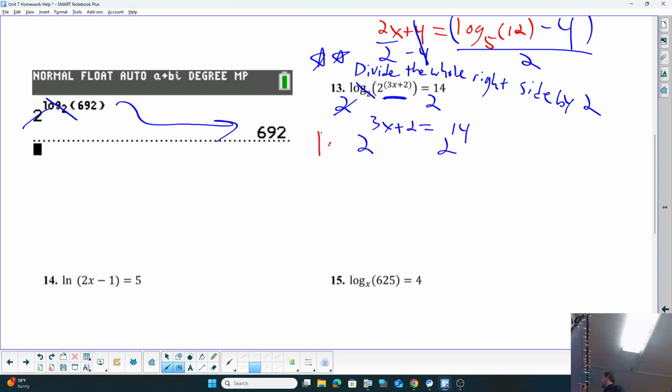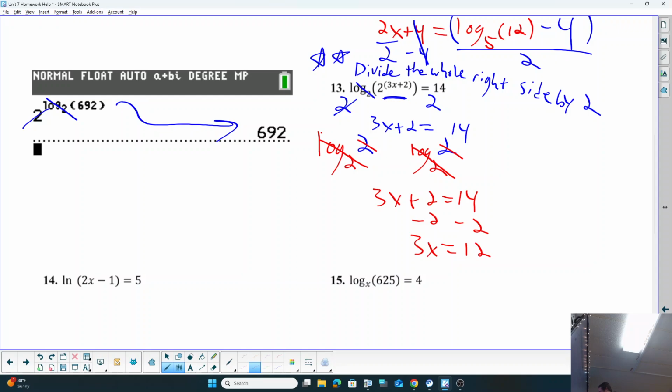So we're going to go ahead now and log base 2, and that's going to get rid of the base 2's. So now we have 3x plus 2 is equal to 14. We're going to minus 2 to the other side, so now we get 3x is equal to 12. How do we get that 3 to the other side? We're just going to divide by 3, so we get x is equal to 4, because 12 divided by 3 is 4.